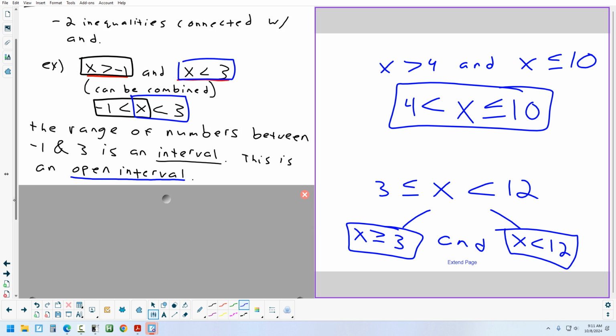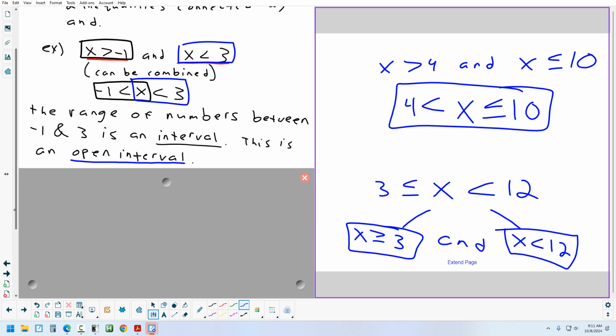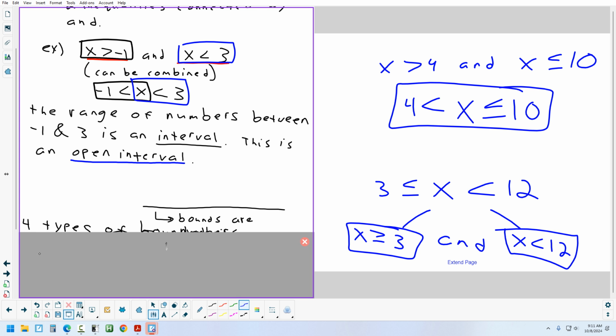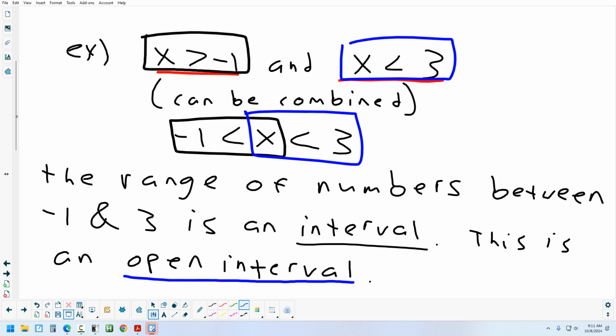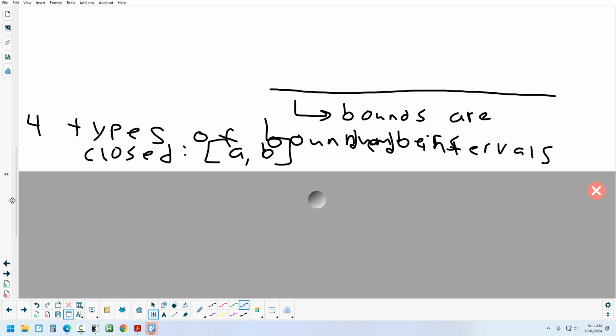All right, so we're going to look at a few terms now to describe those kinds of intervals. The first terms we're going to look at are what are called bounded and unbounded.